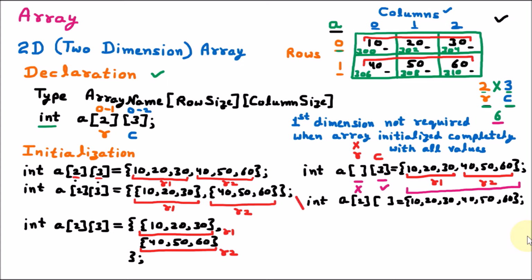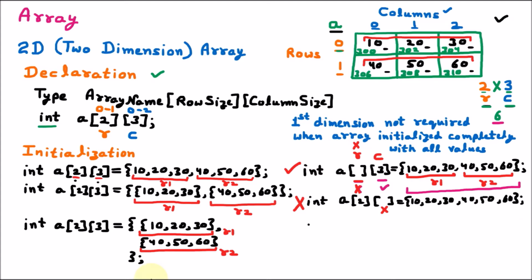So this is wrong. This is not the way of initializing. That means only rows you can skip, that size you cannot provide, that will be perfectly fine. But here the column size you are not giving, so that will be wrong because the column size is required. So here the compiler can manage rows, but the compiler cannot manage columns. So the second one is the wrong initialization. So we have to go with the first, means you can skip the rows only.